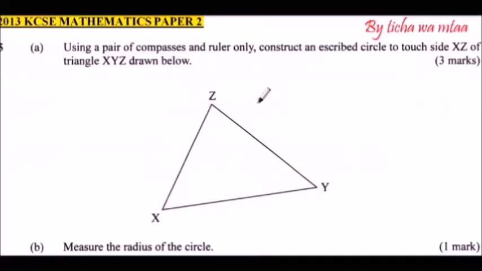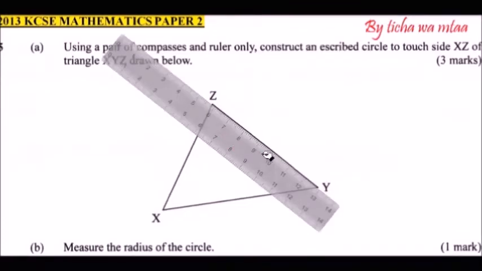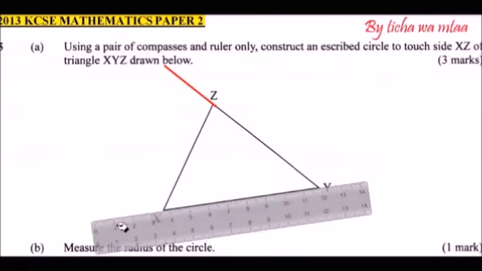That should be enough. So we are going to extend the line YZ and the line XY, and then we bisect the angles. So let's do that. Place your ruler on YZ and draw a line joining that point Z, and then we place our ruler on XY and draw the line joining X, like that. Then we are going to bisect this angle and this angle. Where the two bisectors meet will be the center of the circle.